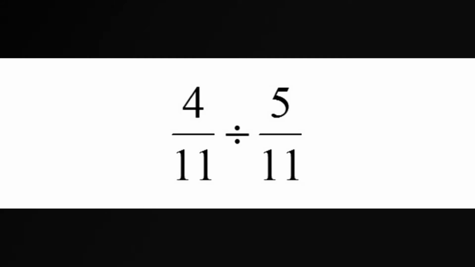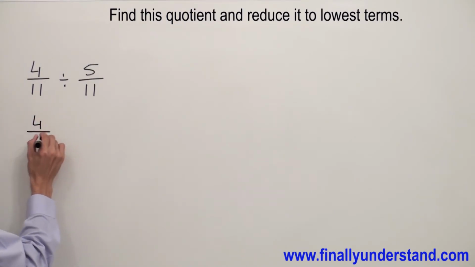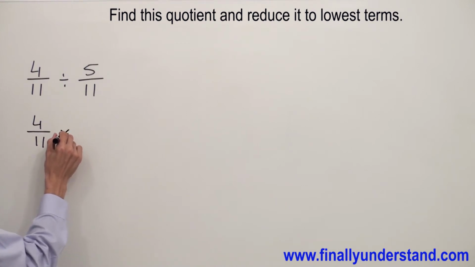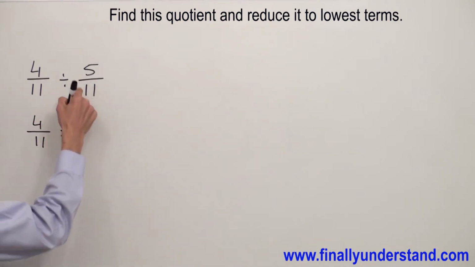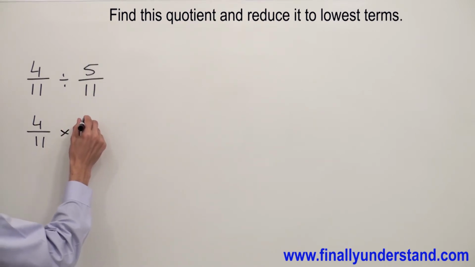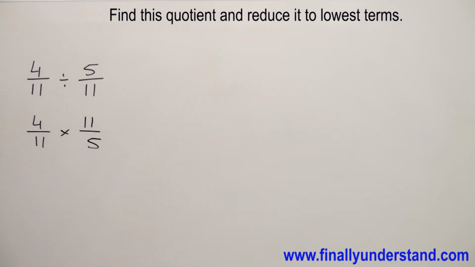Remember, anytime we divide fractions, we have to copy the first fraction down. So 4 over 11. Division has to be changed to multiplication. The second fraction has to be flipped upside down. In other words, I have to find the reciprocal of the second fraction. So I have 11 over 5.